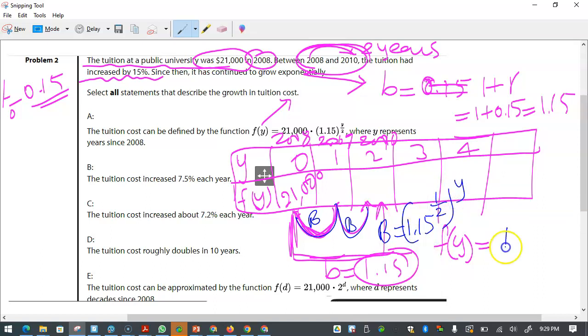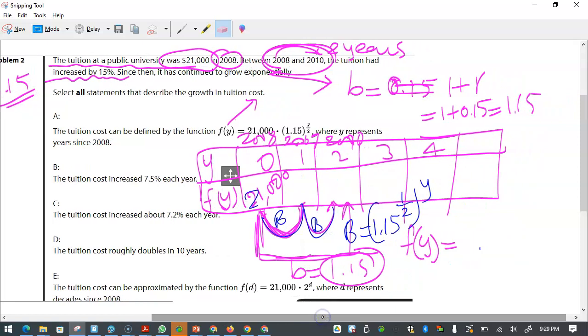So which could be written as, the 21,000 will be right here. Let me clean this. So in the beginning, the fee was 21,000, and every year will be 1.15 raised to y divided by 2. So let's see which is the correct answer here.